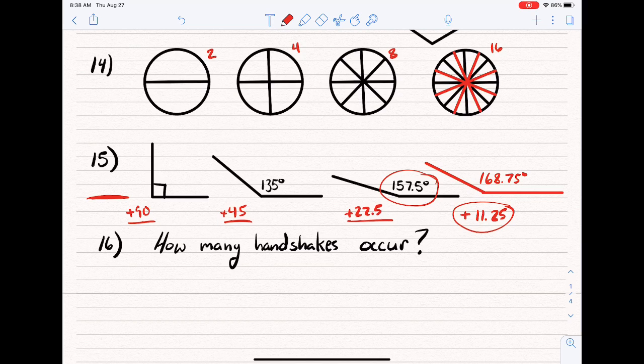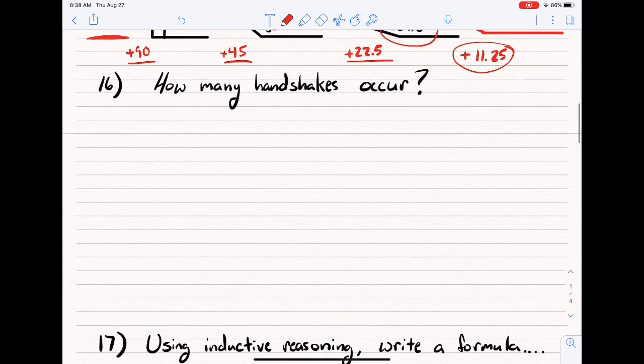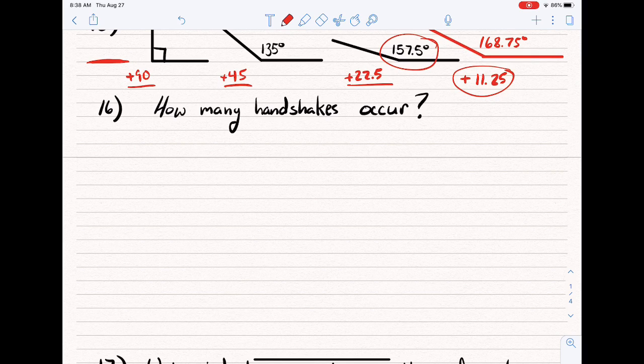16 says, how many handshakes occur? Okay, now if you don't know how to do this one, or if you didn't figure it out, make this easy on yourself. How many handshakes occur? Well, all you got to do is think about, there's 7 people there. And so we'll say we had a guy named Al and a guy named Beauregard, and how about Charlie and David? How about Edward? So what is that? That gives us 5.